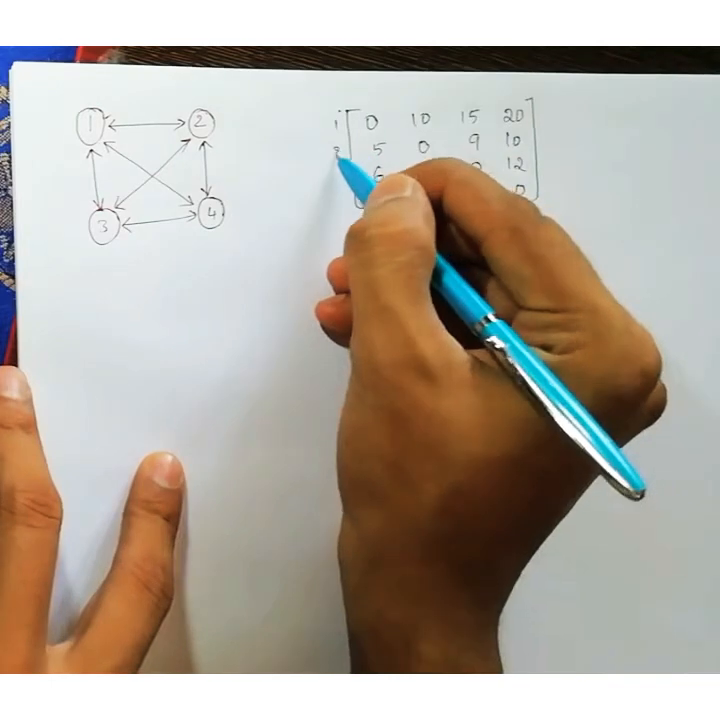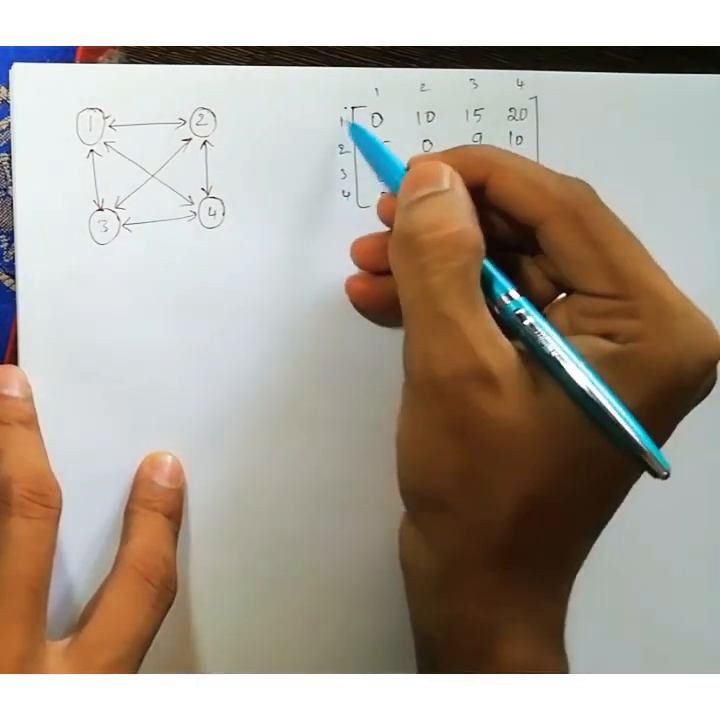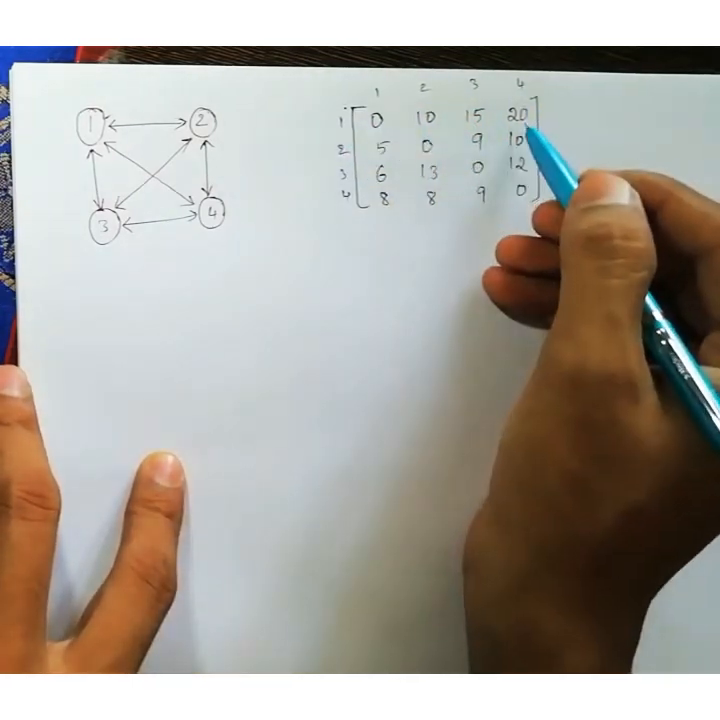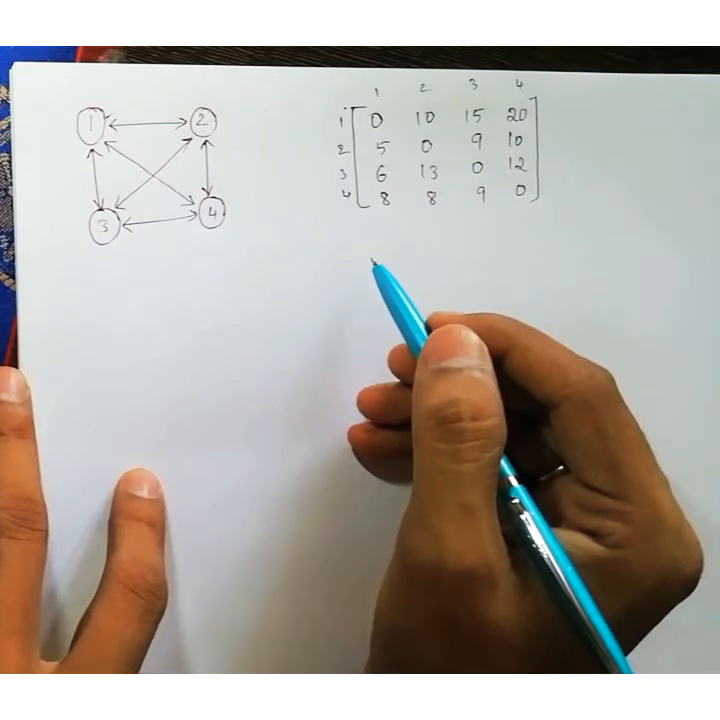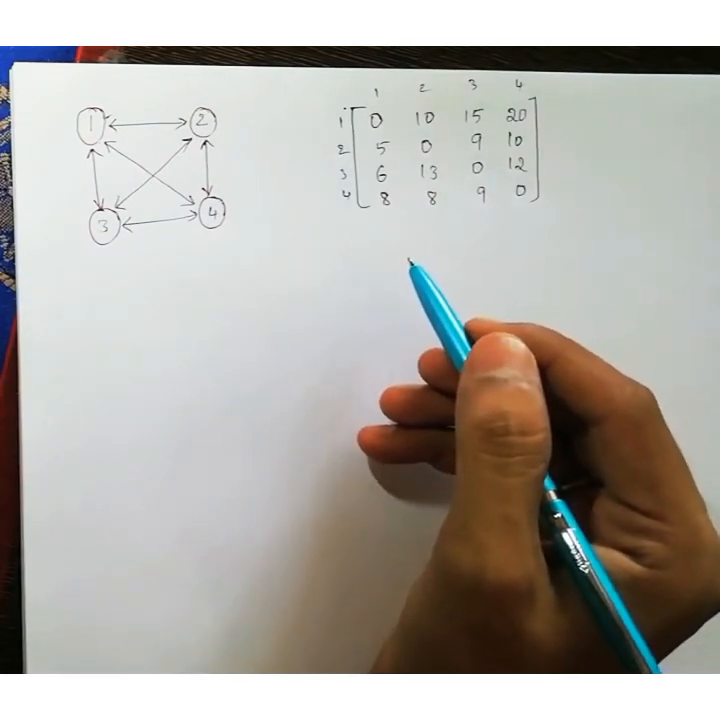So I can write it like this: 1 2 3 4, 1 2 3 4, for your understanding. From 1 to 1 the cost is 0, from 1 to 2 the cost is 10, from 1 to 3 it is 15, and from 1 to 4 it is 20. Like that they have given the costs. What we have to find here is a route in such a way that we get the minimum cost.